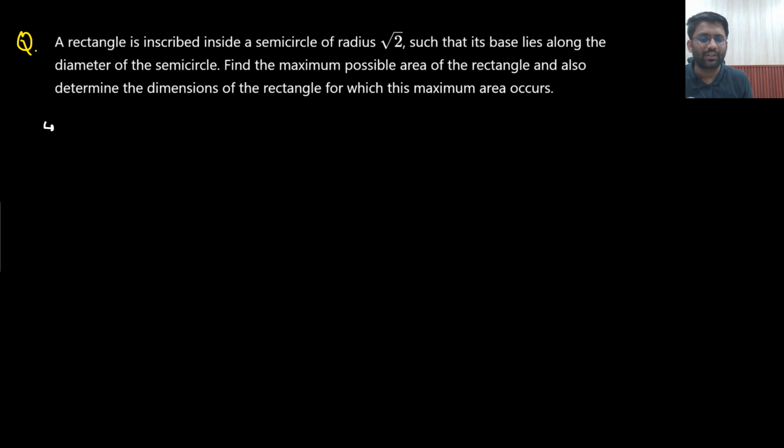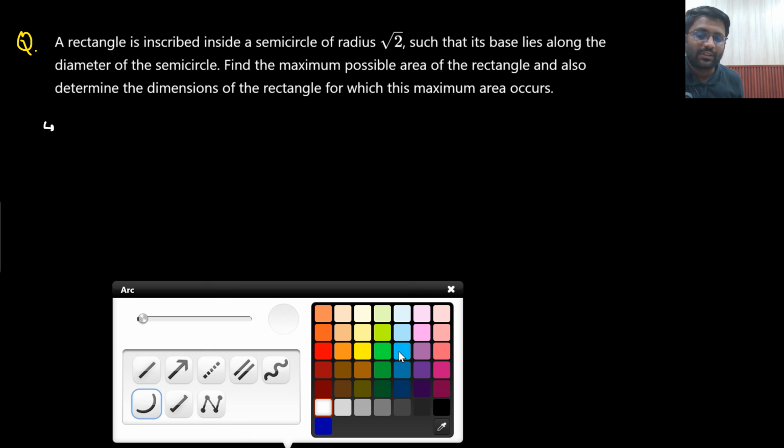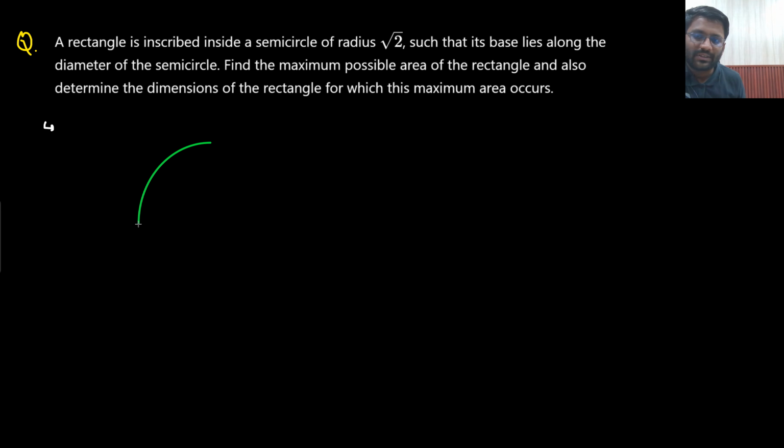So this was the first question. Let's take up this question. A rectangle is inscribed inside a semicircle of radius under root 2. Do you know what is a semicircle? Half of the circle. Semicircle means half of the circle. This is the circle, no? So you just need to take half of the circle.